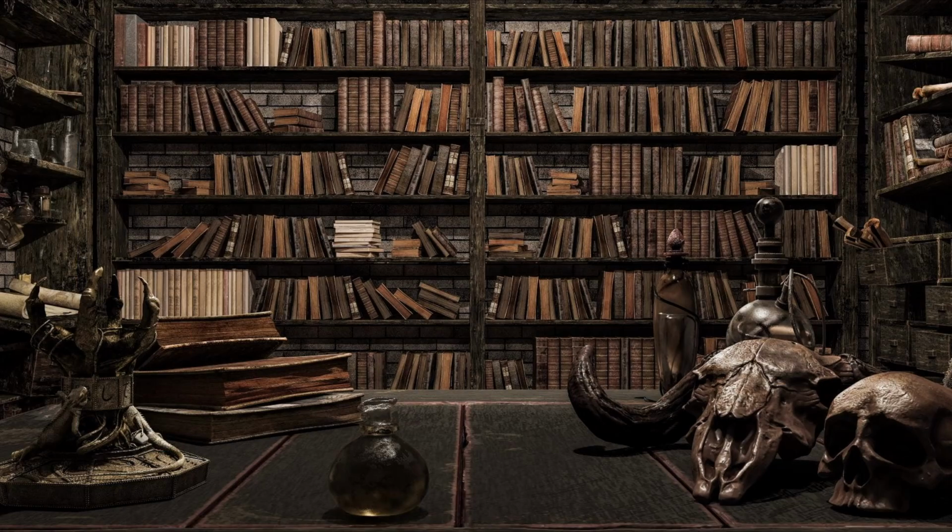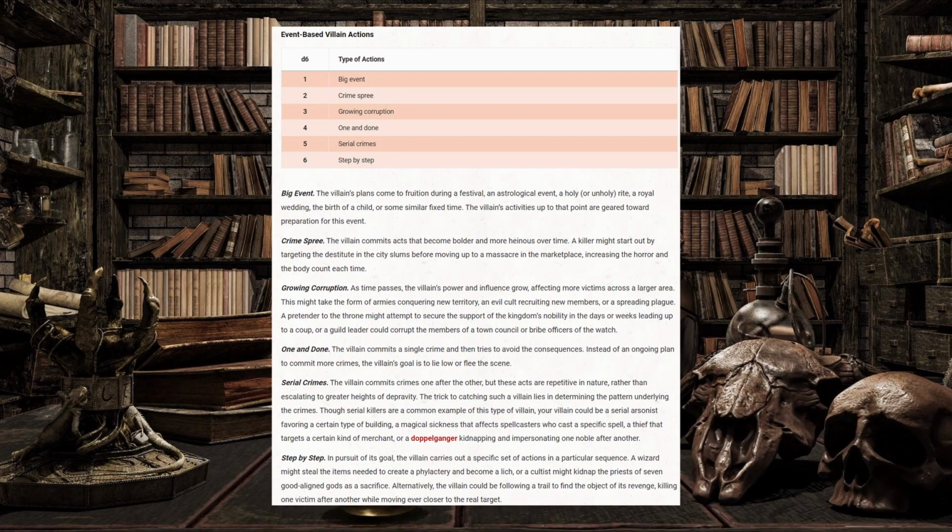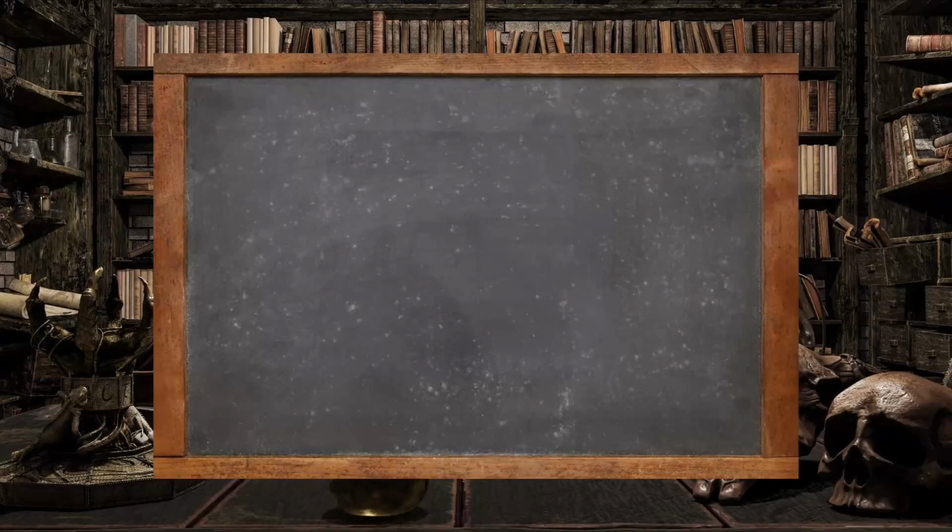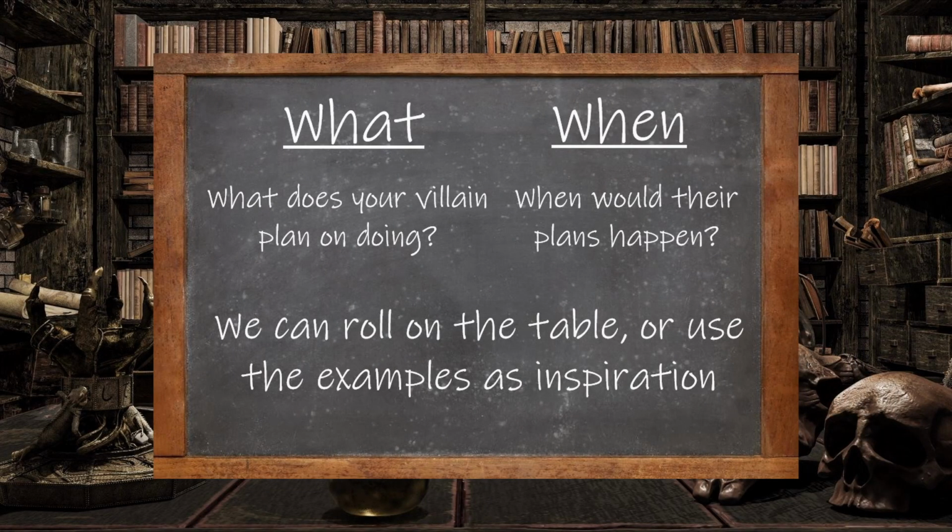Below those NPC tables is the Event-Based Adventures section, which determines what your villain will do in your game, with a random dice table for the villain's actions shown here. This section is meant to answer the what and when questions, establishing a timeline of what the villain's planned actions are and when they would occur, assuming there's no interference from the party. Here again, we can roll on this table to randomly determine what our villain's scheme is, or we can use what's listed as inspiration for our own ideas.